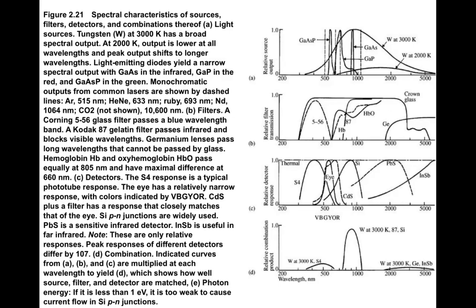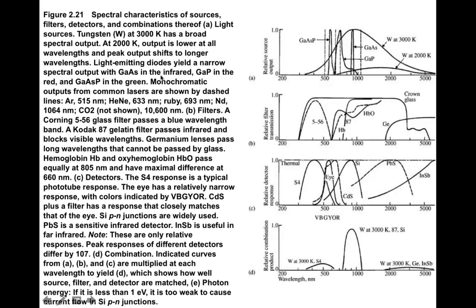Here is an example of what happens when you try to do a transmission through a media and then receive it with a detector. If you look at figure A, this is an example of a tungsten light source at a couple of different temperatures compared to a light emitting diode. You can see this tungsten light source has a really broad range of emission. The light emitting diodes are fairly narrow.